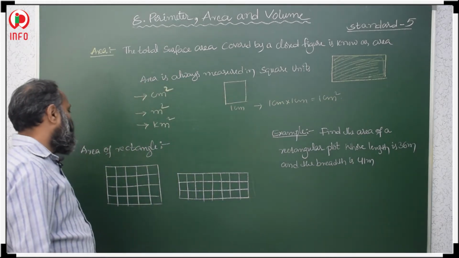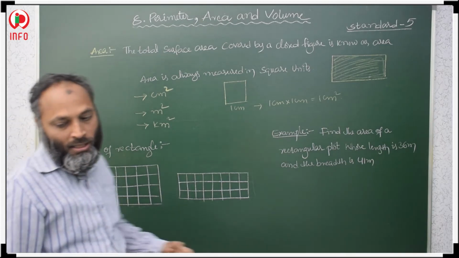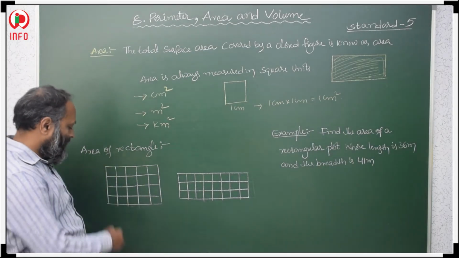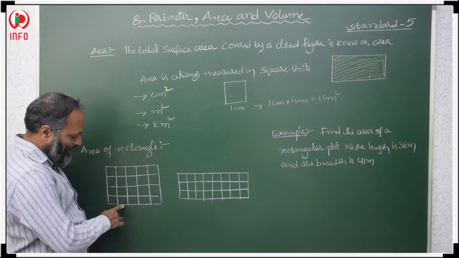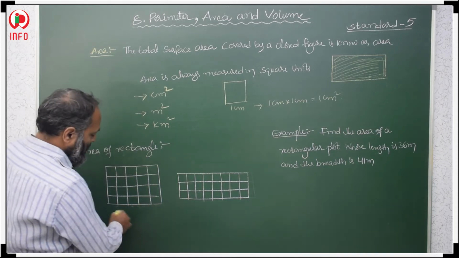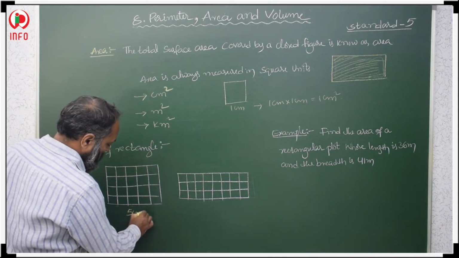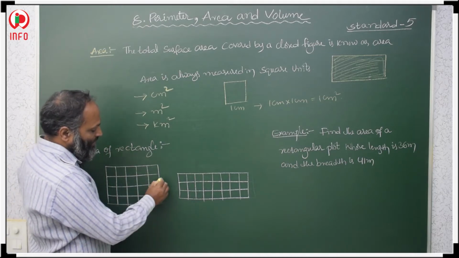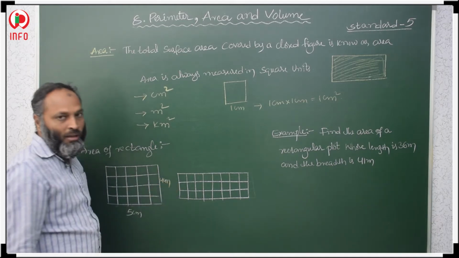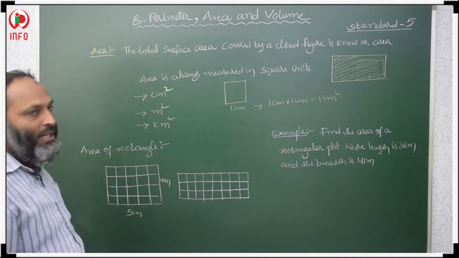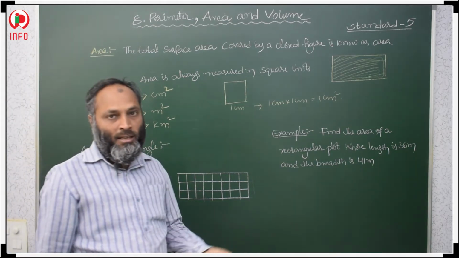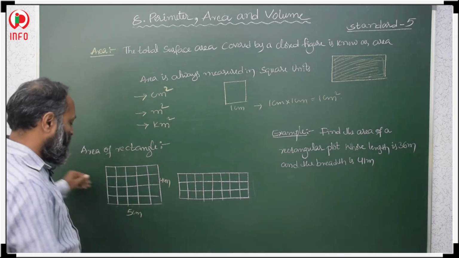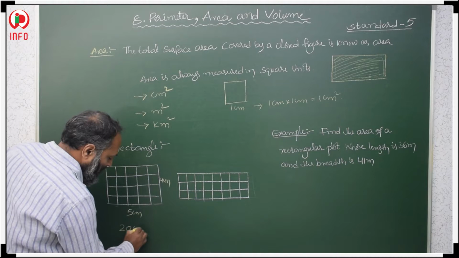Now, for example, some rectangles are given. In this rectangle, how do we find the area? See here: 1 centimeter, 2 centimeter, 3 centimeter, 4 centimeter, 5 centimeter. In the length we have 5 centimeters. In the breadth, how many centimeters? 1, 2, 3, 4 centimeters. Then how many centimeter squares of area are there in total? This means how many boxes are there? To get the number of boxes, multiply: 4 fives are 20 centimeter square.